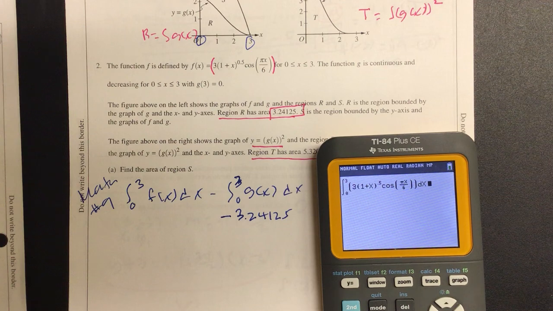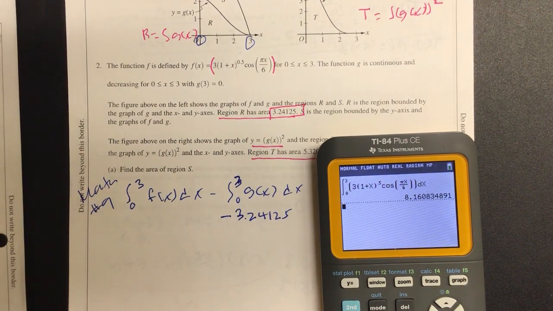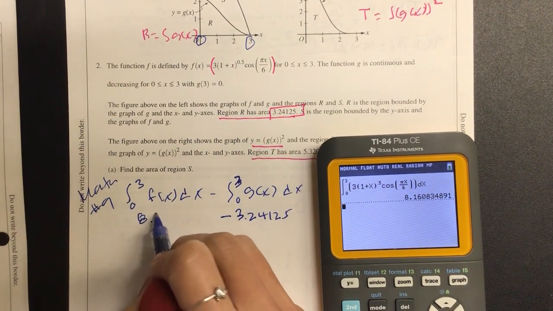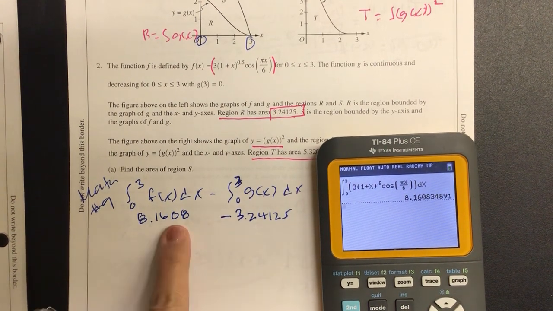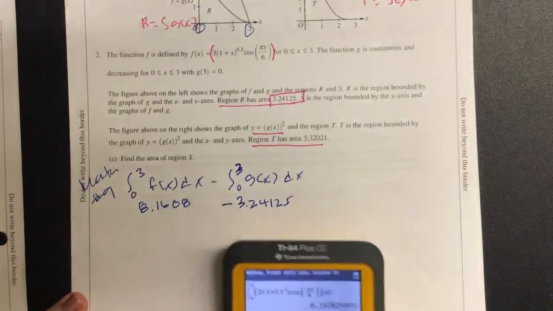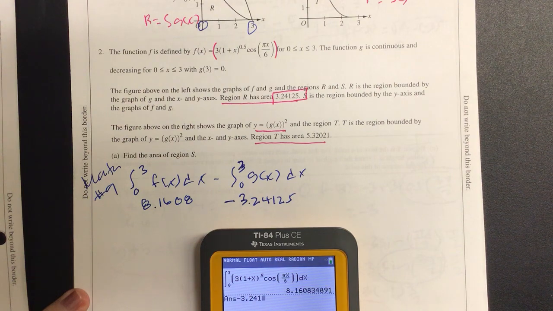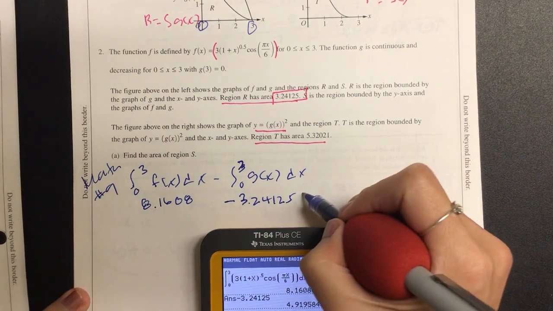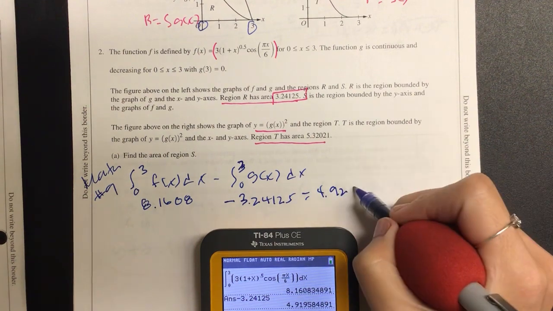When I press enter, should it be greater than 3.2 or less than 3.2? It should be greater. It's above. So we have 8.1608. You can stop at 0.161 if you want to. So let's do our calculation. That minus 3.24125 is going to give me 4.92. If you want to put 4.920, you can.